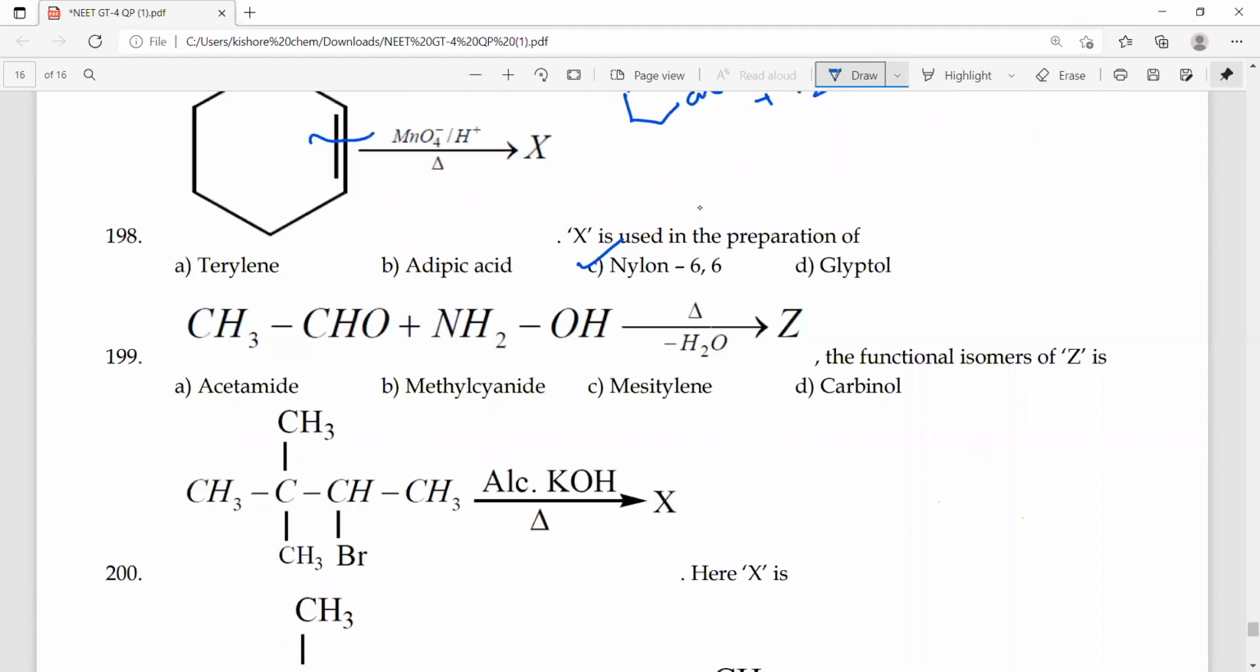Nylon 6,6. Then this acetaldehyde reacts with hydroxylamine, loses water, and forms acetamide.